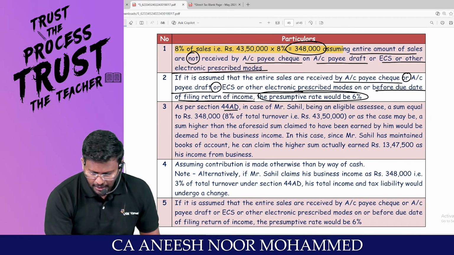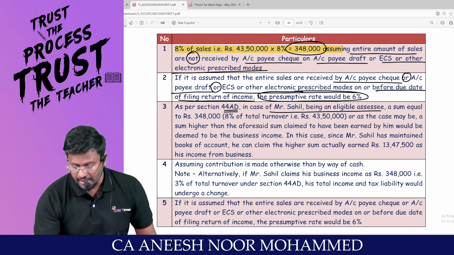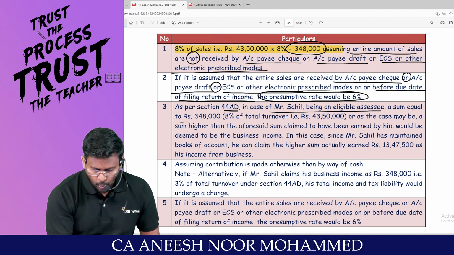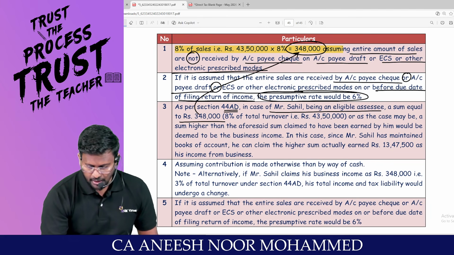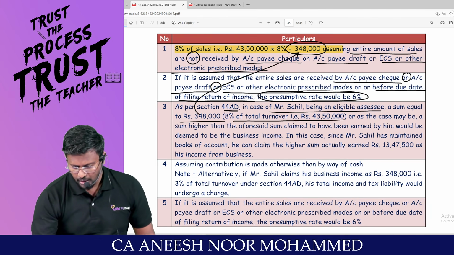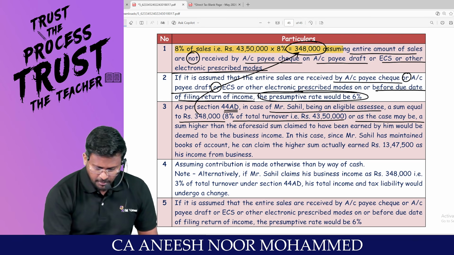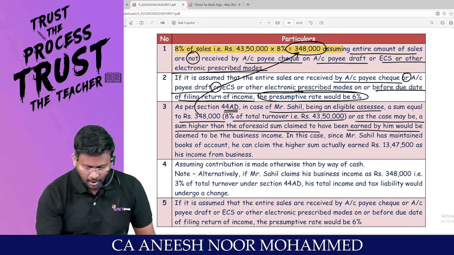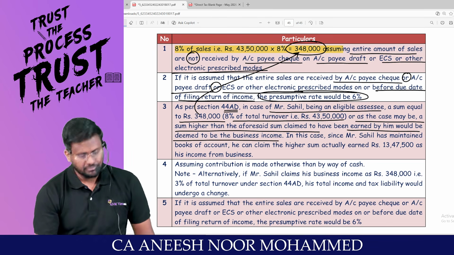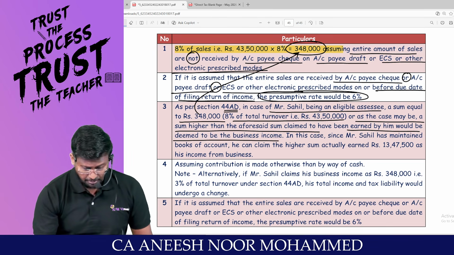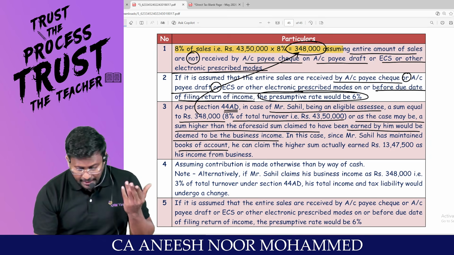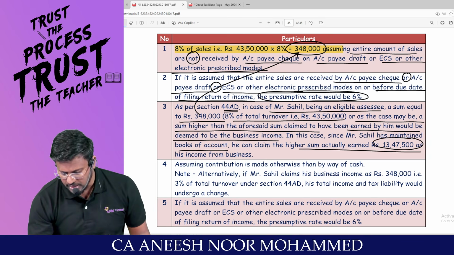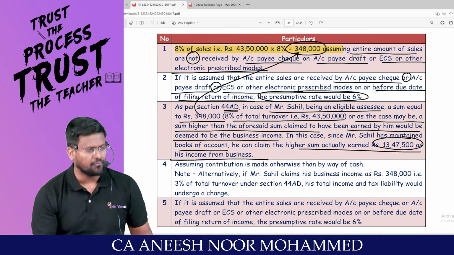As per 44AD, in case Mr. Sahil being an eligible assessee, sum equal to how much? 3,48,000, which is 8% of the total turnover, or, as the case may be, such a higher sum claimed to have been earned by him, would be deemed to be the business income. In this case, since Mr. Sahil has maintained books of accounts, he can claim the higher sum actually earned, 13,47,500, as his income from business.